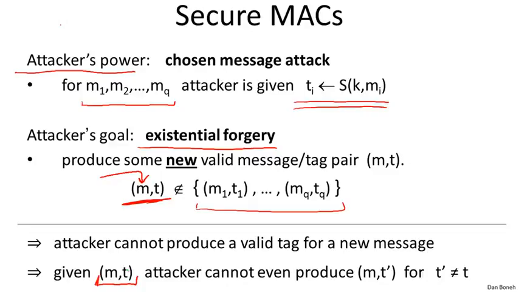Another property that's implied by the security definition is if the attacker is given some message tag pair, he shouldn't be able to produce a new tag for the same message.